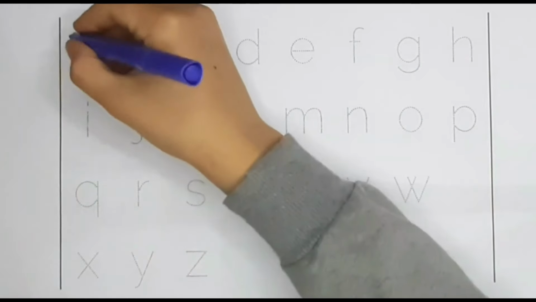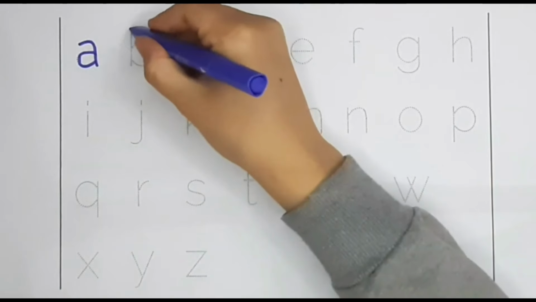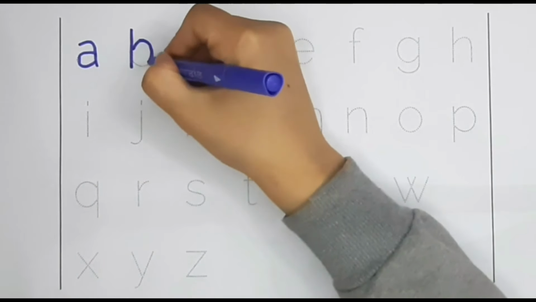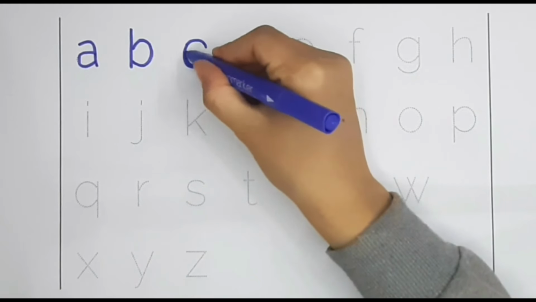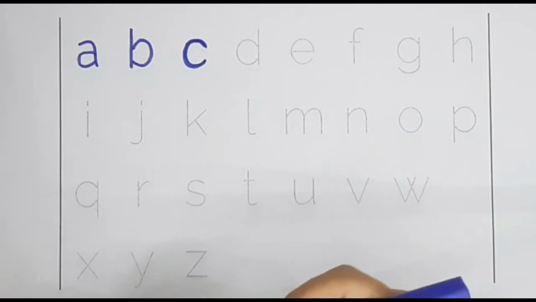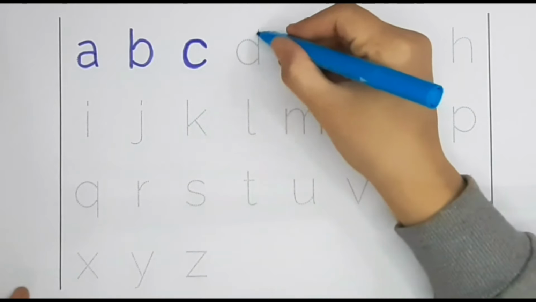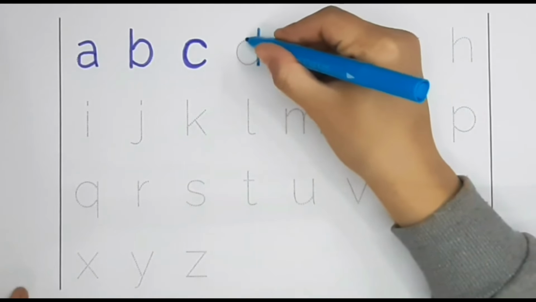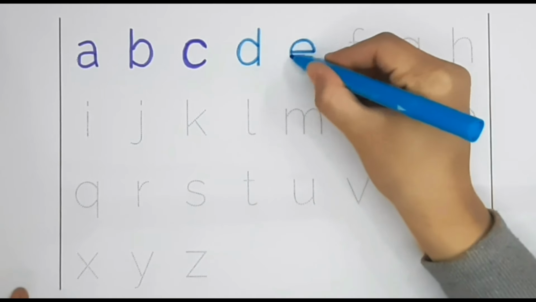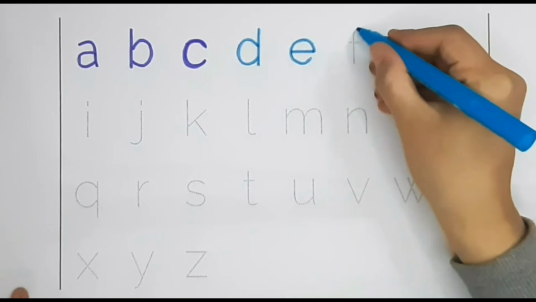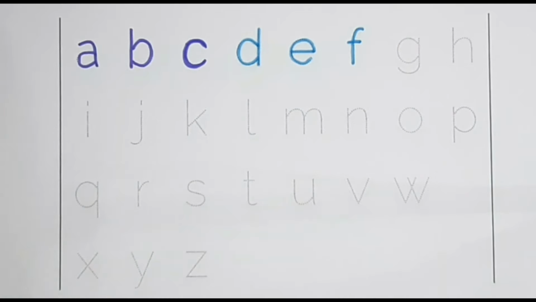Purple. A. A is for apple. B. B is for ball. C. C is for cat. Blue. D. D is for duck. E. E is for elephant. F is for fish. Pink.